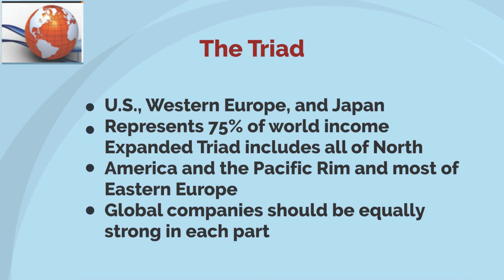The triad. This includes the US, Western Europe, and Japan. It represents 75% of the world income. The expanded triad includes all of North America and the Pacific Rim and most of Eastern Europe as well. Global companies are usually equally strong in each part.